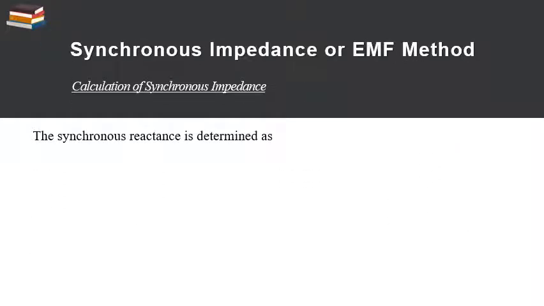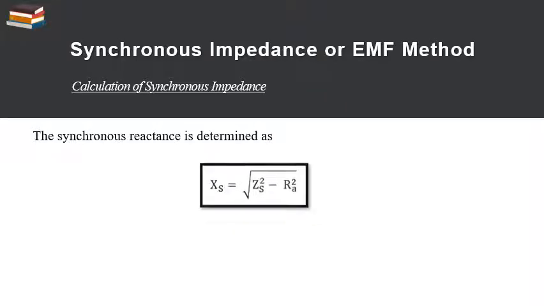The synchronous reactance XS is determined as the square root of ZS squared minus RA squared.